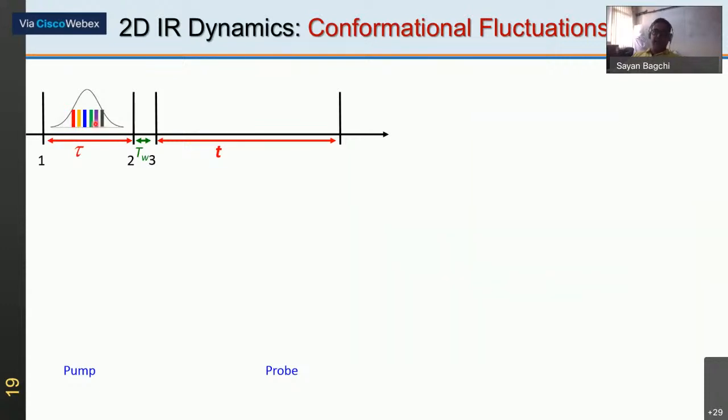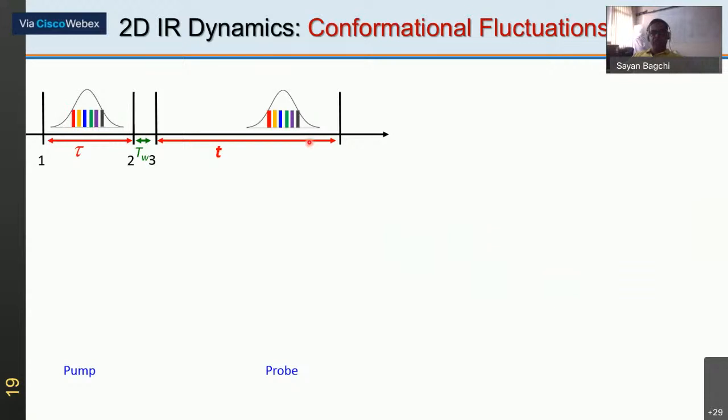Now let's say I have this time difference between 2 and 3, when it can scan the potential energy surface. If this time delay is too small, then fluctuations or dynamics won't happen. So if the time delay is smaller than the fluctuation time scale, in that case, what will happen? I will get the same ordering of this color. That means nothing has happened.